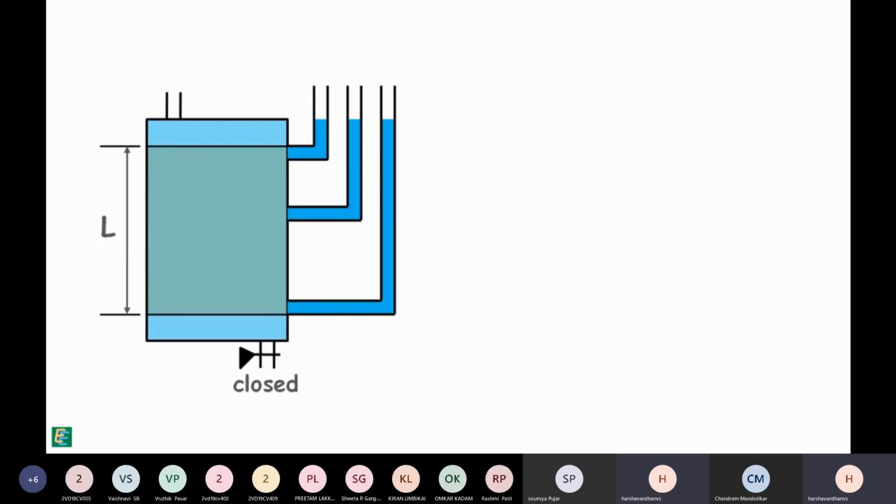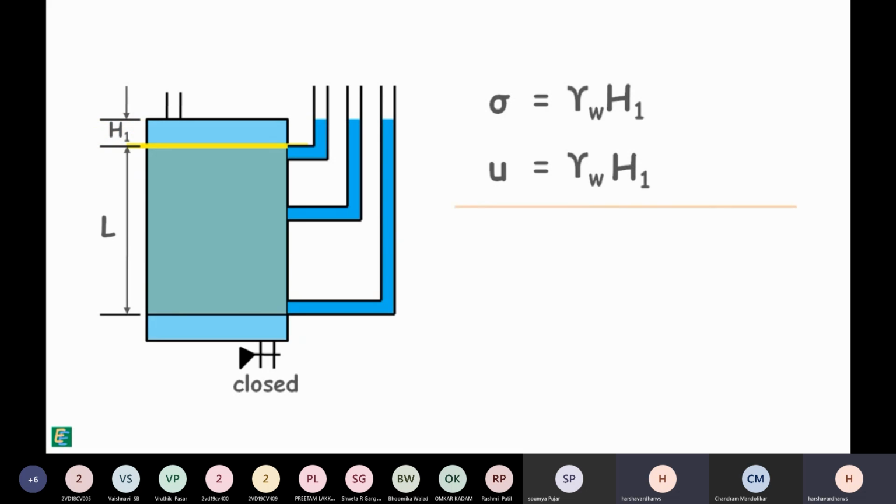Let's say height of the water above the soil sample is of height h1. Total stress at the surface of the soil will be because of this water, gamma w h1. Pore water pressure will be gamma w and height of this water column, h1. So effective stress is 0.